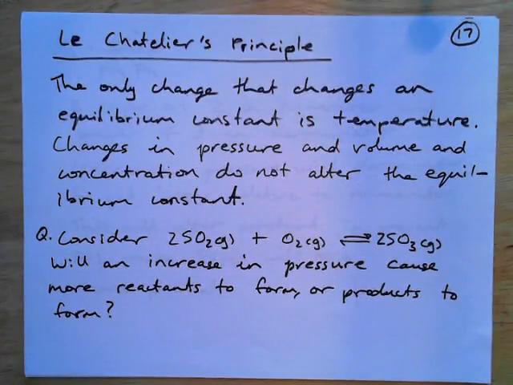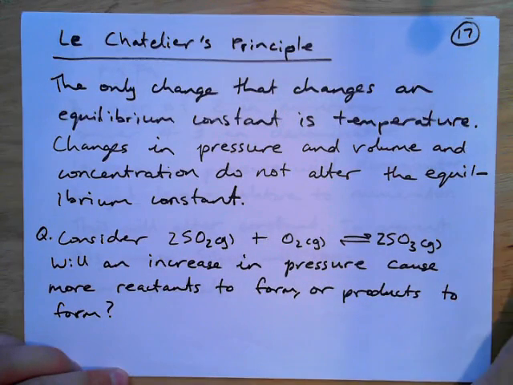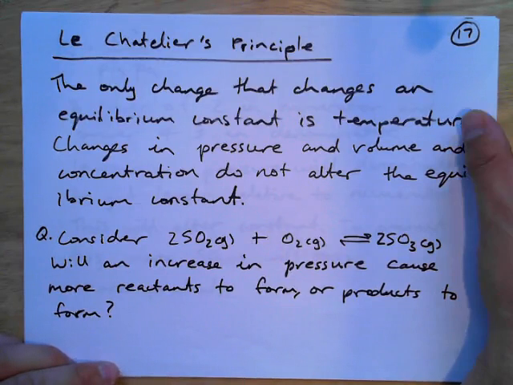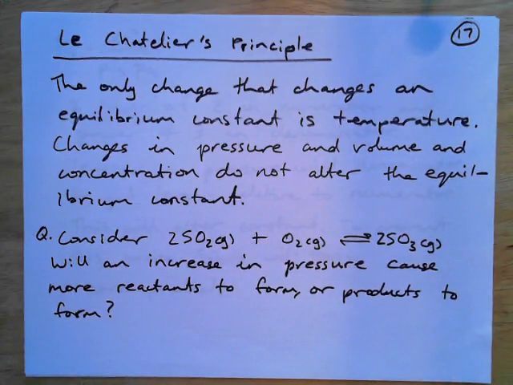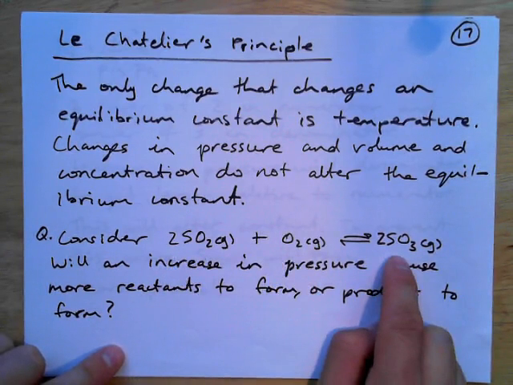Okay, this brings us to Le Chatelier's principle. So Le Chatelier's principle basically looks at how the ratio of products and reactants changes with respect to different conditions. The only change that changes an equilibrium constant is temperature. So unless it's the temperature that's actually changing, the constant must remain constant. So changes in pressure and volume and concentration do not alter the equilibrium constant. Consider 2 lots of SO2 gas plus O2 gives 2 lots of SO3 gas.